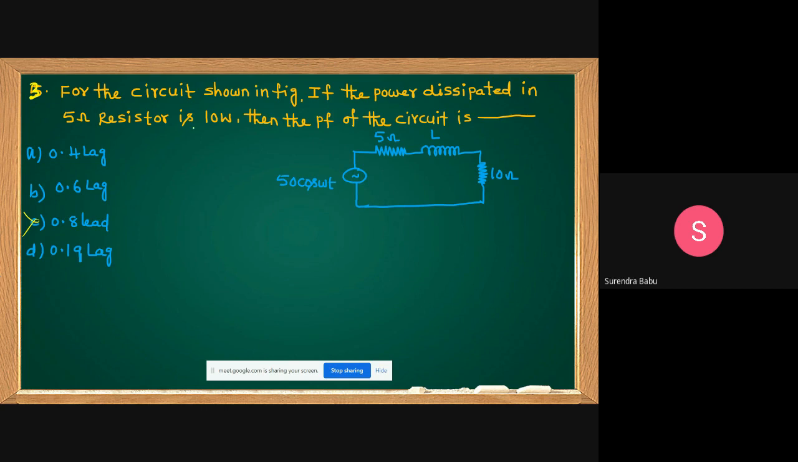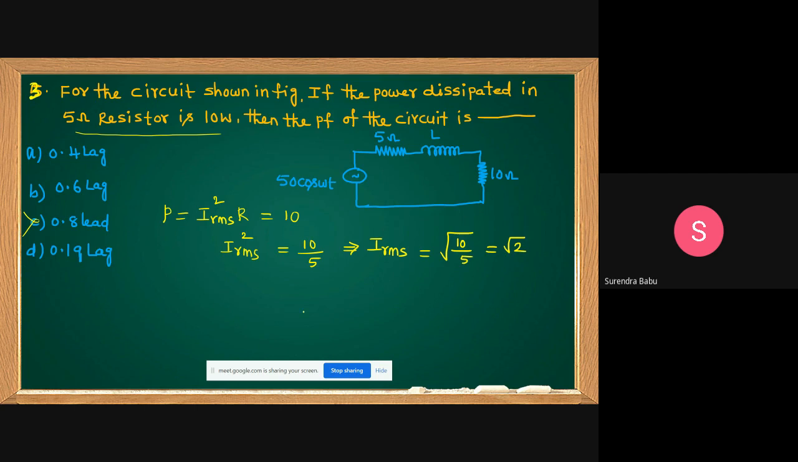Now, utilize this statement: power dissipated in the 5 ohm resistor is 10 watts. That is P equal to I RMS square into R. With respect to the resistor, this is the I RMS. How much is it given? 10 watts. The power dissipated in the 5 ohm resistor, so I RMS square equals 10 by 5. Then what is I RMS, students? Root of 10 by 5, that is equal to root 2.